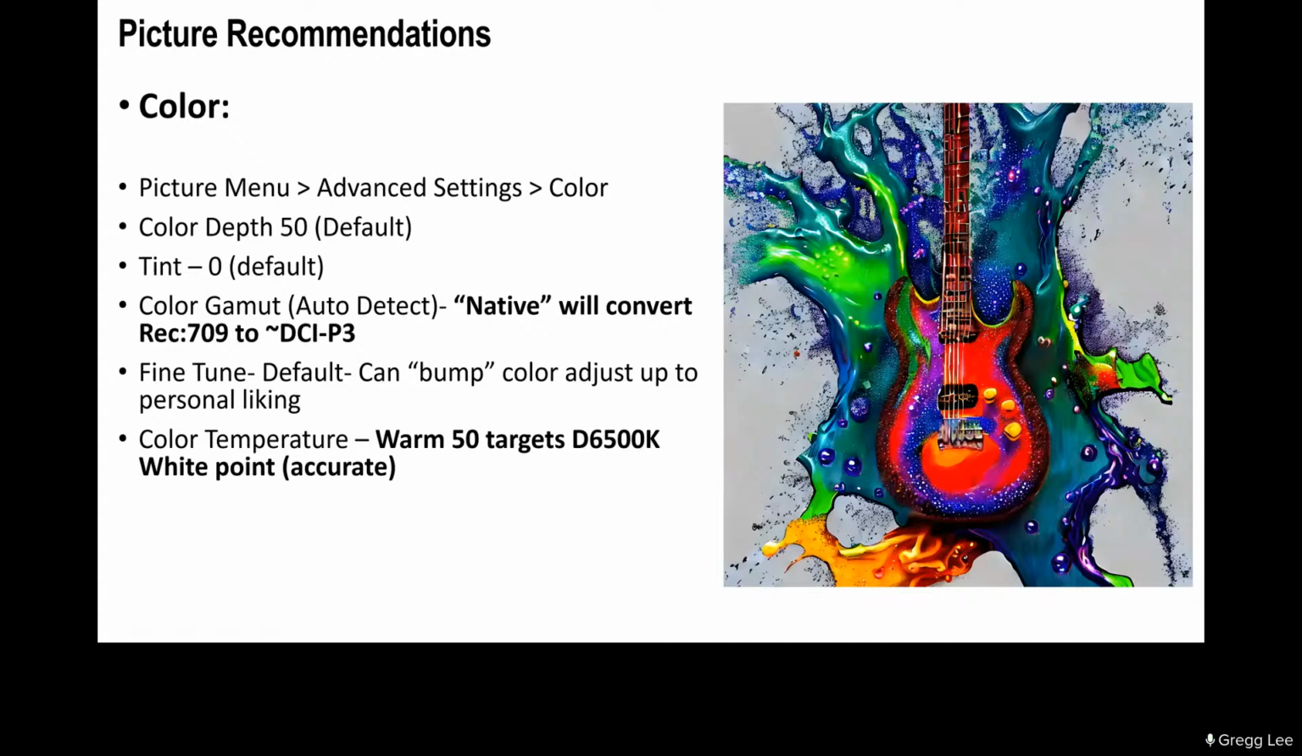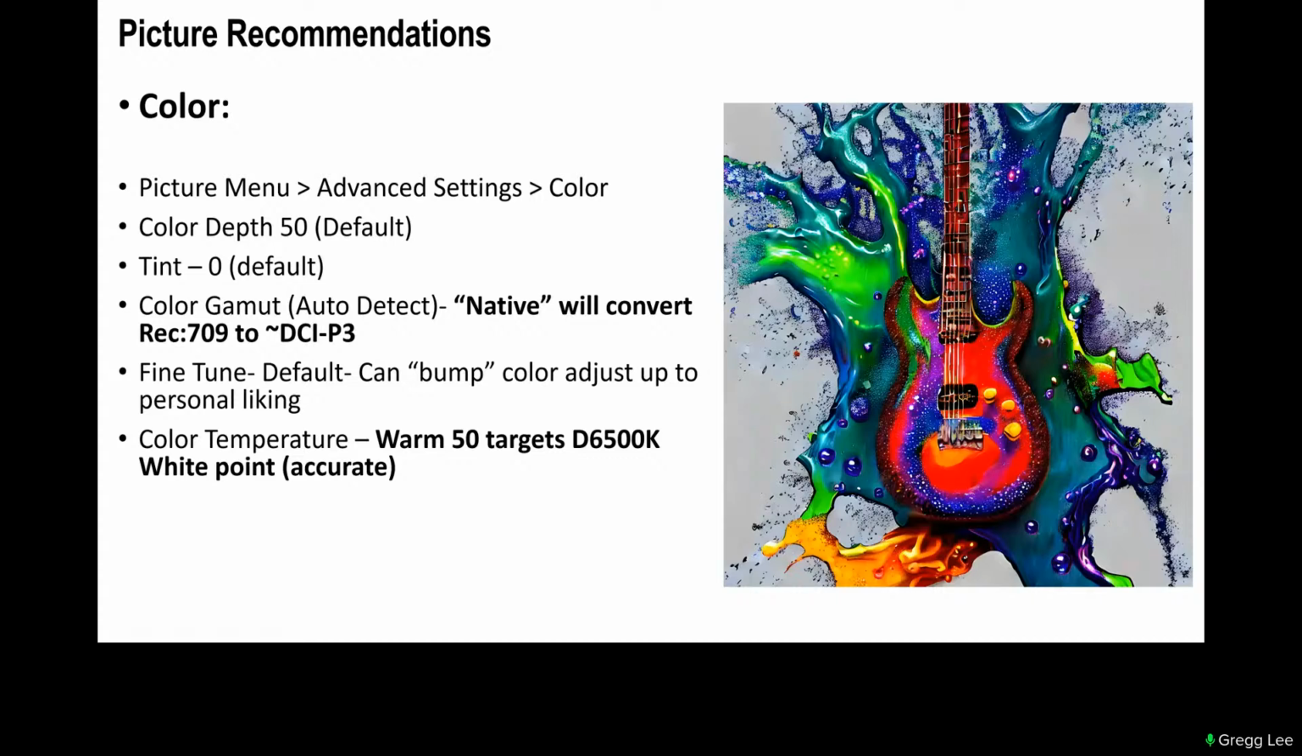But color gamut is something that I find interesting. If you leave it on auto detect, it's fine. It'll tune the TV color to SDR and HDR automatically. But if you want your Blu-rays to look more like they are HDR or 4K color, you can switch it to native and it will do a color upconversion, converting HD to match DCI-P3, the 4K color standard that's typically used when creating content.